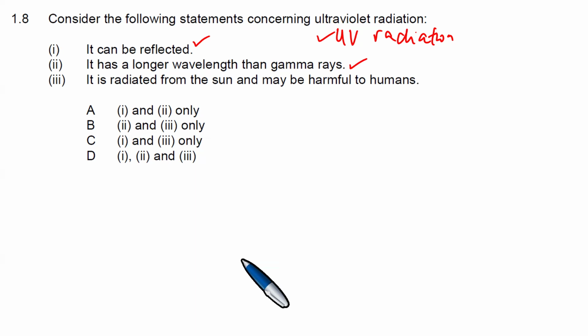Some people who stay in the sun at the beach, if you go to Durban, you're at the beach for too long, you're in the sun, you can experience some sunburn because of the UV radiation. In other words, it is radiated from the sun and may be harmful to humans. It is harmful to humans. Okay. So we have that.